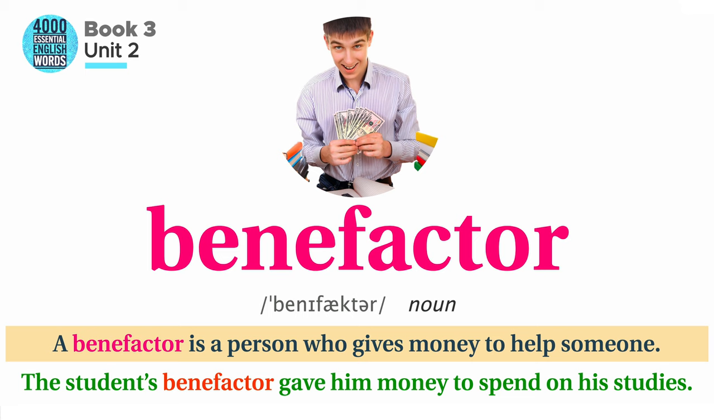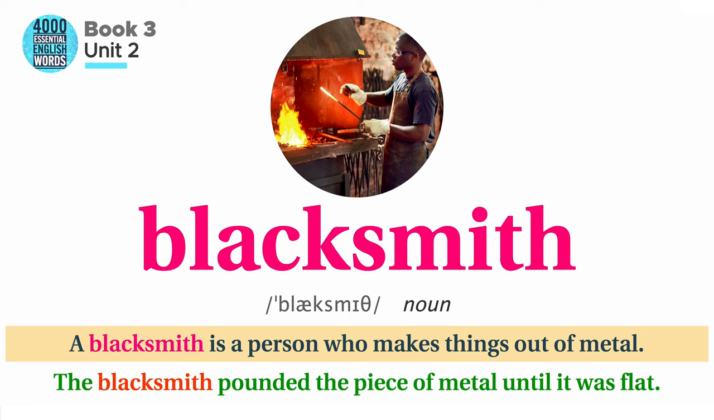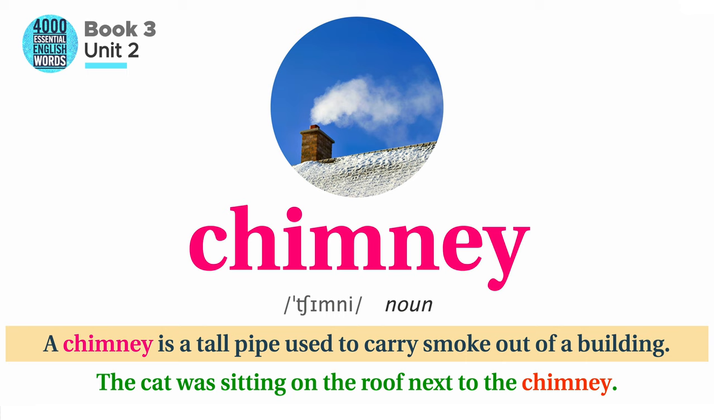Benefactor. A benefactor is a person who gives money to help someone. The student's benefactor gave him money to spend on his studies. Blacksmith. A blacksmith is a person who makes things out of metal. The blacksmith pounded the piece of metal until it was flat. Chimney. A chimney is a tall pipe used to carry smoke out of a building. The cat was sitting on the roof next to the chimney.